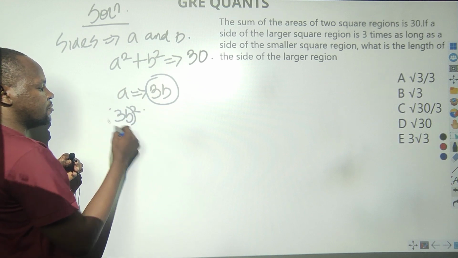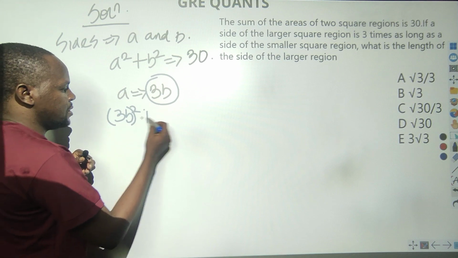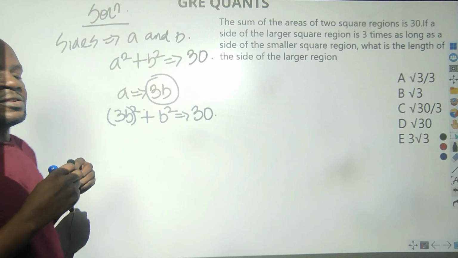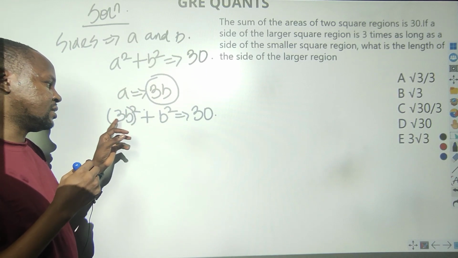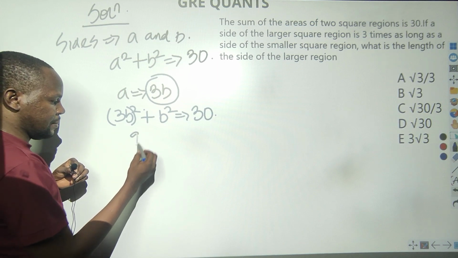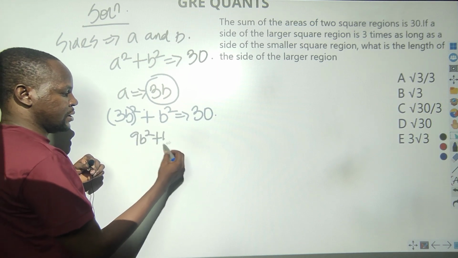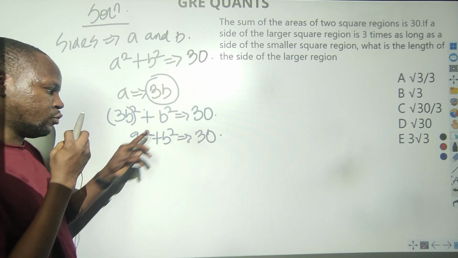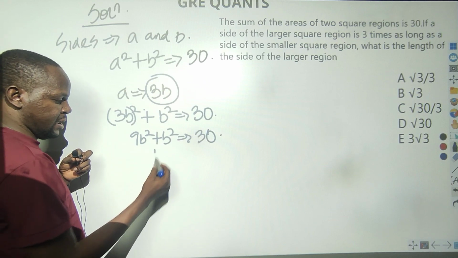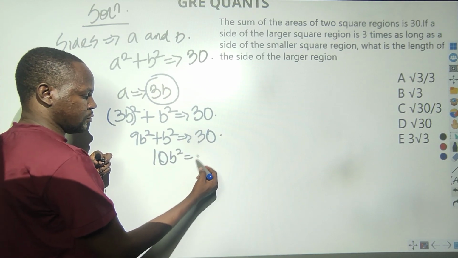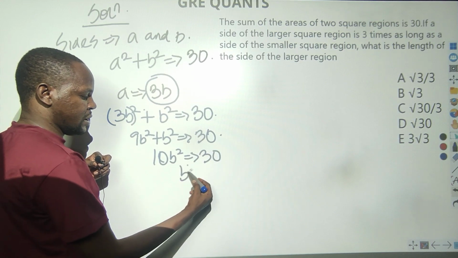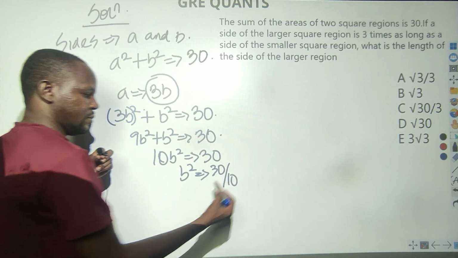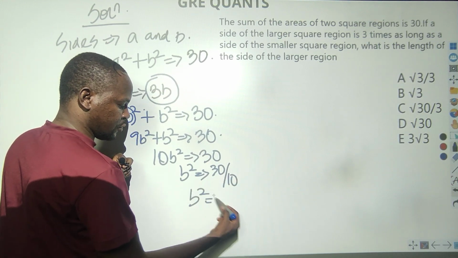As you can see, please be careful about this, it's important. Plus B squared is equals to 30, right? So the next thing here is just to know that B squared will affect both. 3 squared, that is 9. B squared plus B squared is equals to 30. On simplification, 9 plus 1 is 10. So 10B squared is equals to 30. You can say B squared is equals to 30 over 10. So from here, you can say B squared is equals to 3.